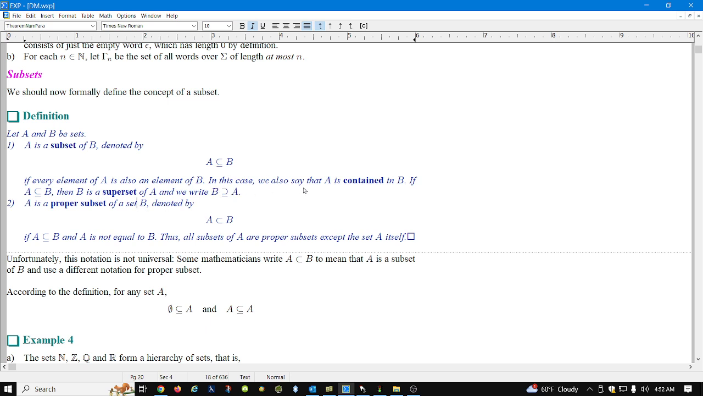A is a proper subset of B, which I'll denote using this symbol, if A is a subset of B but not equal to B.